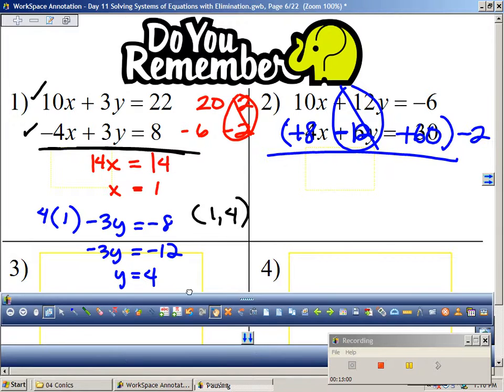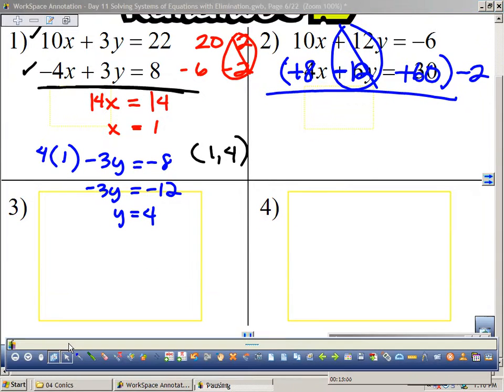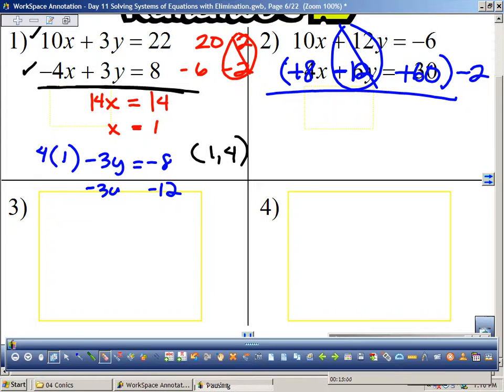Another one? We still haven't Algebra 2 up yet. Okay, we're still in Algebra 1.